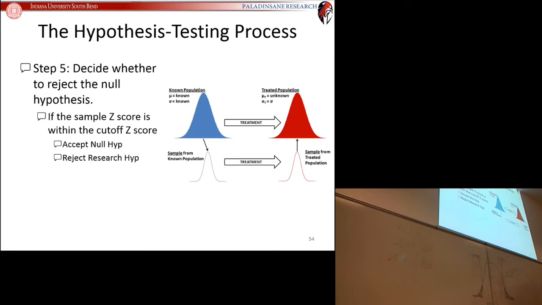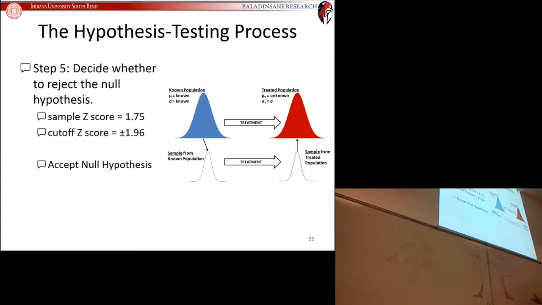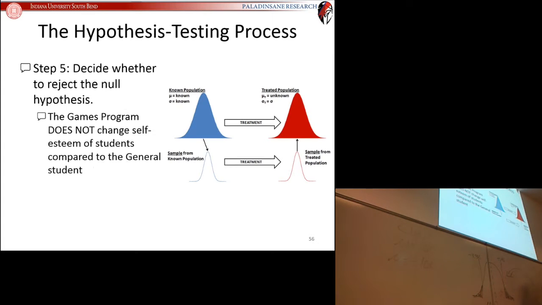So for this situation, we would accept the null hypothesis and we would conclude that our games program doesn't actually increase self-esteem. It doesn't actually change the self-esteem of students. Our games program made no difference whatsoever in the self-esteem of the population of students. So we just had students that were higher in self-esteem because we just got unlucky and happened to choose students randomly who were higher in self-esteem, but not high enough where it's unbelievable. All right, any questions on that so far?